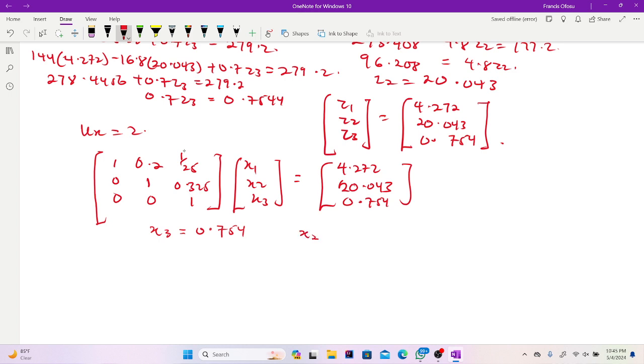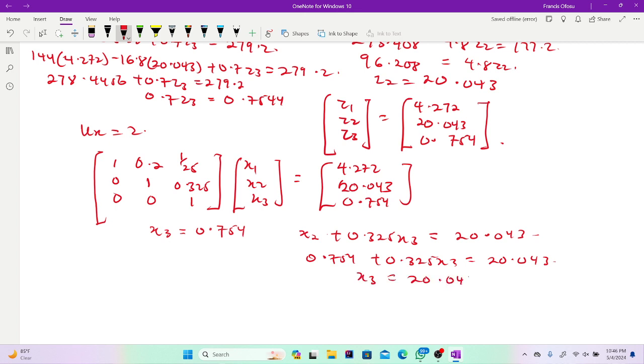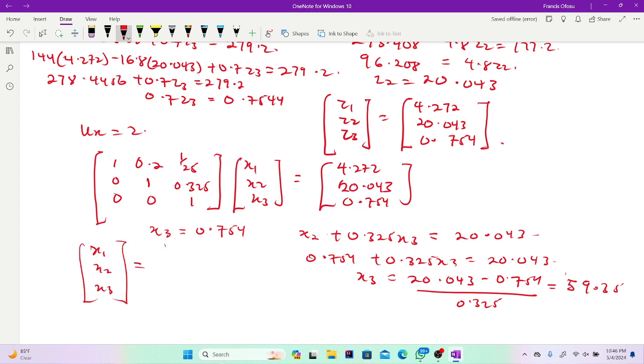Then I come to here. I'll have x2 times 1. So it's x2 plus 0.325 x3 is equal to 20.043. So here I can find x2 simply equal to 20.043 minus 0.754 all over 0.325. What am I getting? So writing these quotients, 20.043 minus 0.754 all over 0.325, and this is equal to 59.35. So therefore x1, x2, x3 is simply equal to 59.35, 20.043, 0.754.